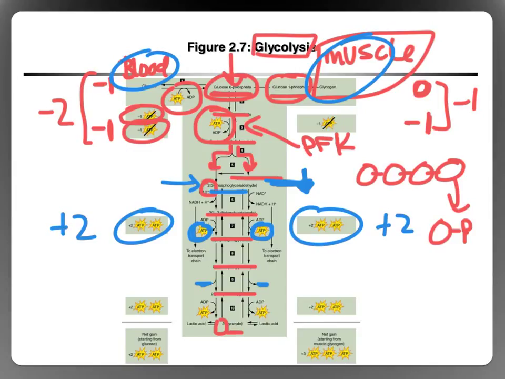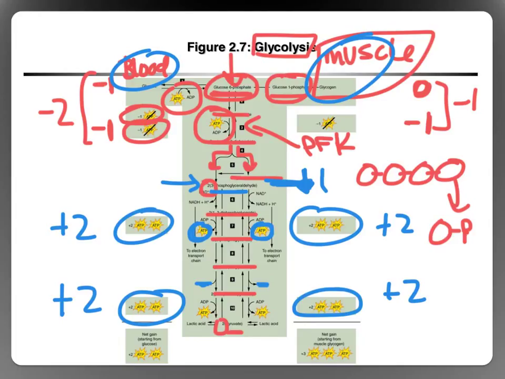Also, if you look carefully at that final step, we produced 2 ATPs. Okay, 1 ATP from this substrate and 1 from this substrate, right? Because there's 2 of them. So now what we have is 2 more ATP if you started with blood, 2 more if you started with muscle glycogen.